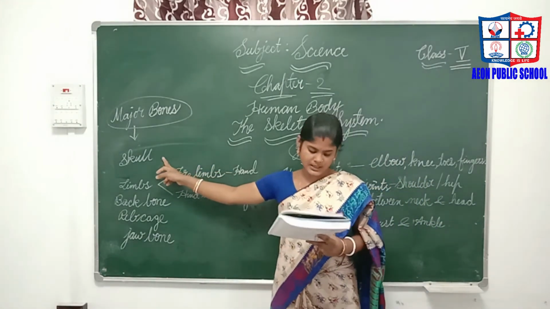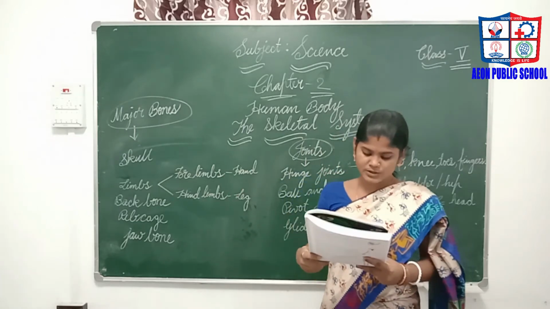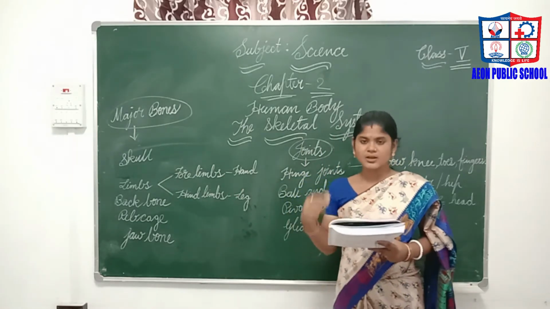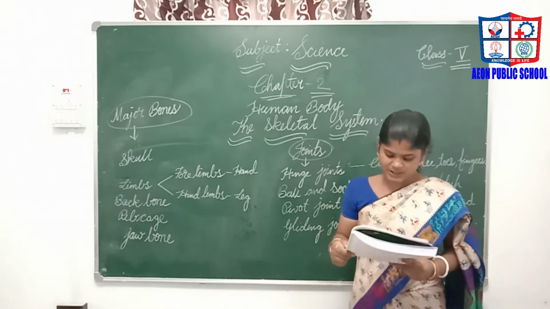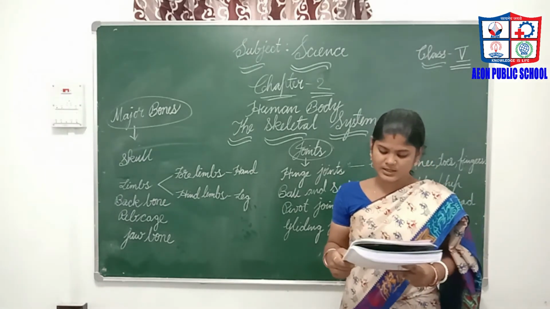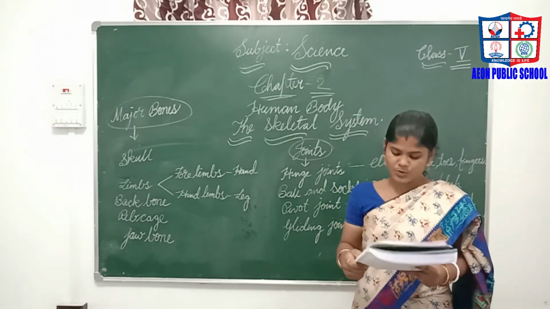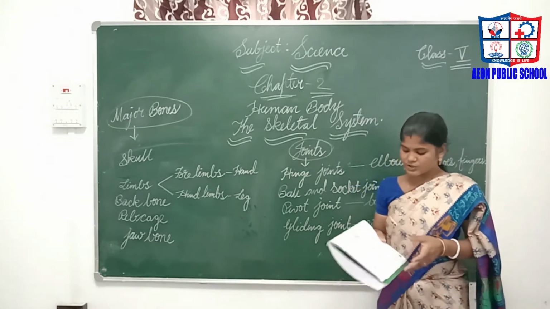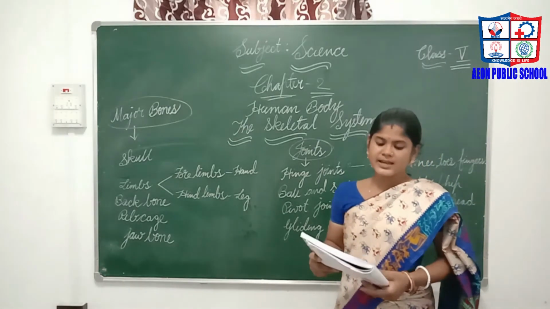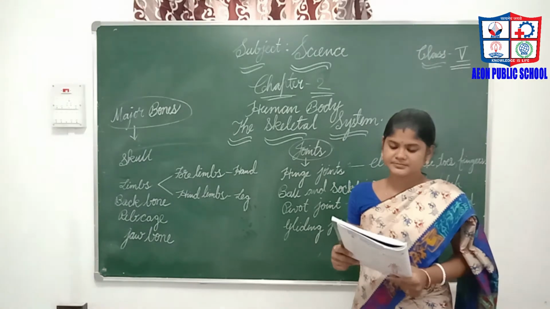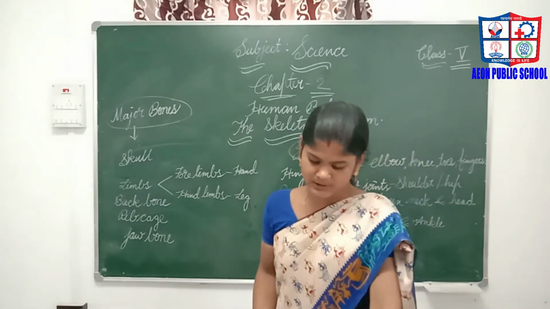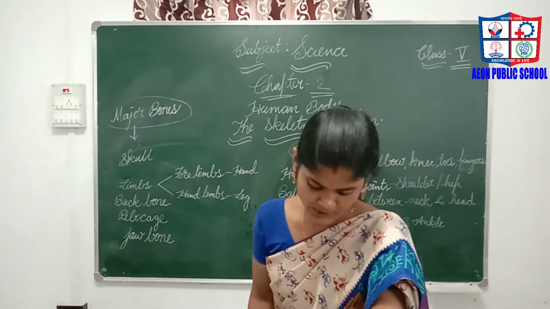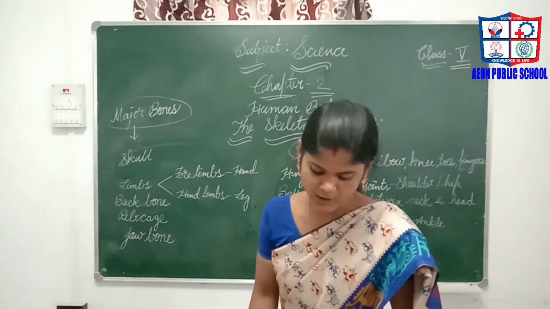This skull also provides shape to the face. Our face gets its shape from it. The skull consists of a total of how many bones? 22 bones are there. Of the 22 bones, see the next page, 8 bones make up a protective frame around the brain and the remaining 14 bones make the upper and lower jaw.